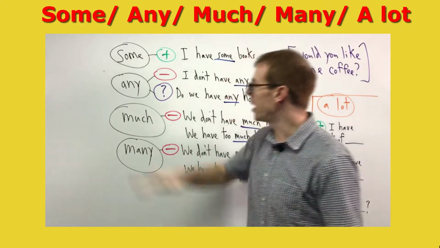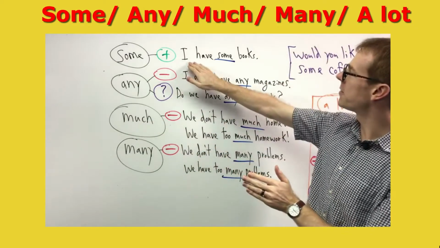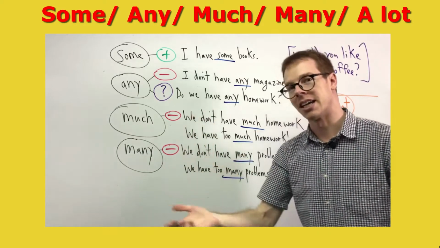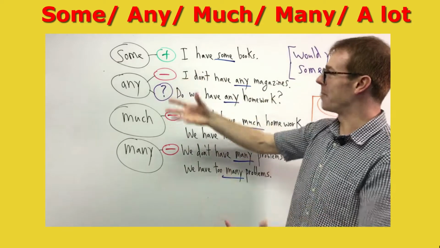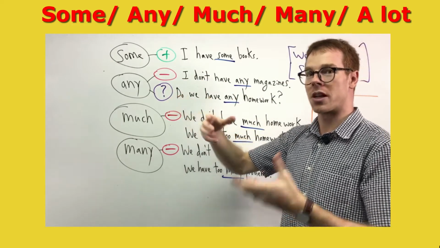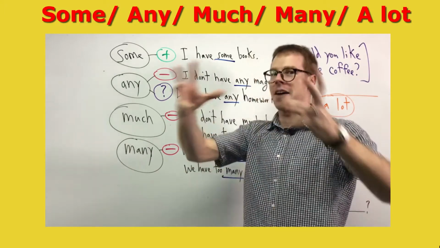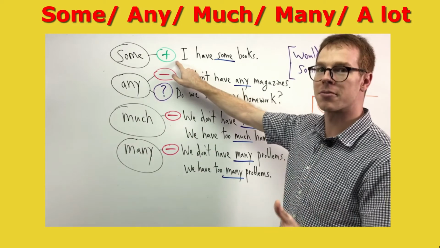If I go to the top, I have the word some. Here I say, I have some books. I have some time. I have some money. I have some children. It's for an amount, right? We often use this with an uncountable. If I say, I have some water, an amount. Very often we use it in the positive.